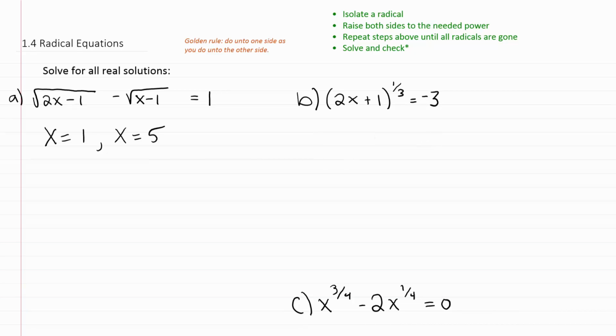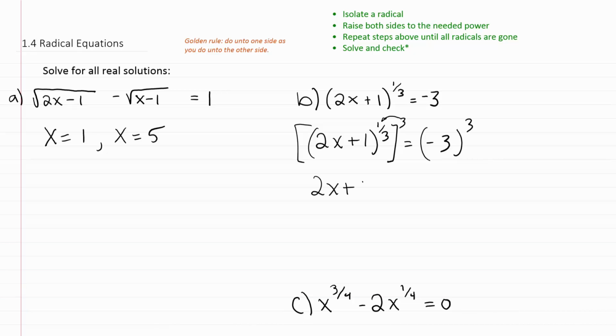And whenever you do the left-hand side, you have to do the right-hand side. So we're just going to say 2x plus 1 to the 1/3 power is equal to negative 3. And we're going to raise the left-hand side to the third power as well as the right-hand side. And then, of course, when you raise 1/3 to the third power, that just cancels out, giving you 2x plus 1 is equal to negative 3 times negative 3 times negative 3. Well, that'll end up giving you negative 27, right? Because there'll be 3 negative signs. The answer will be negative, and 3 to the third power is 27.